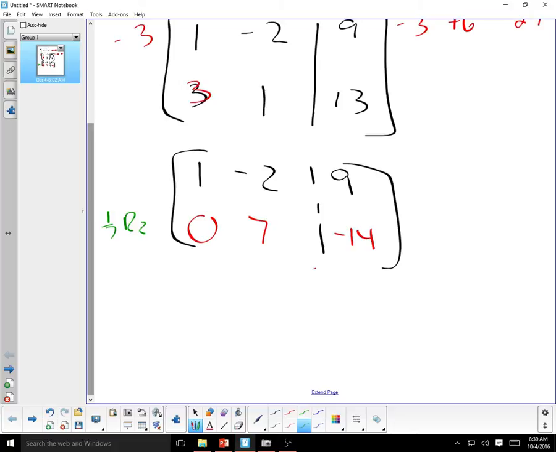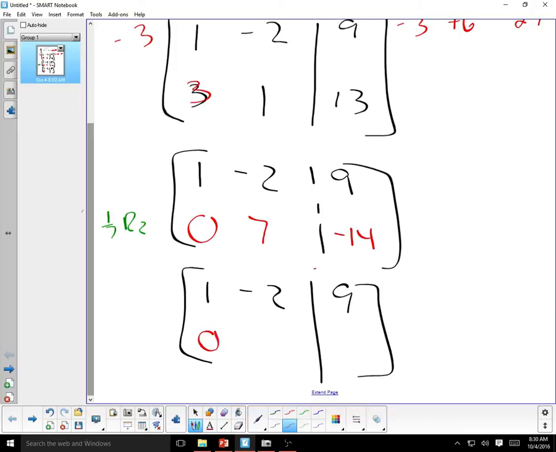Okay, so let's do it. Now, am I doing anything to row 1? No, not at all. So what's 1/7 times 0? Still 0. What's 1/7 times 7? 1. And what's 1/7 times that -14? -2. Now what I have here is reduced row echelon form. That's exactly what I needed.